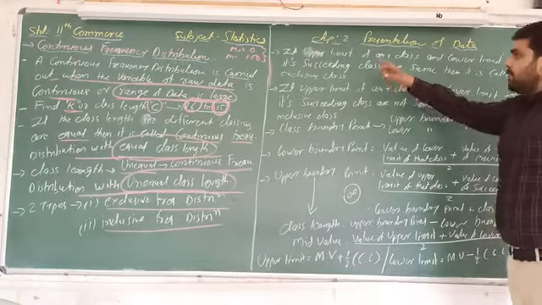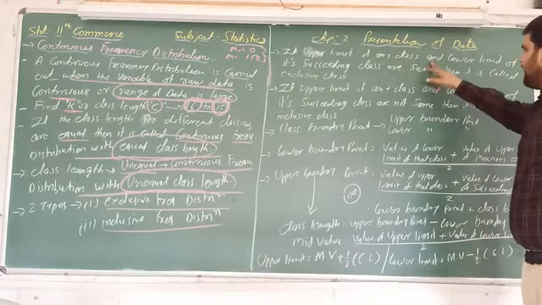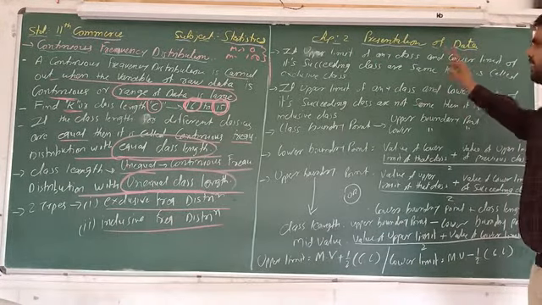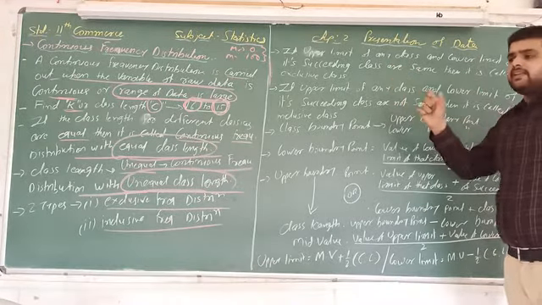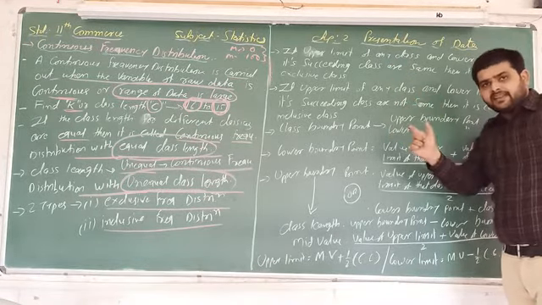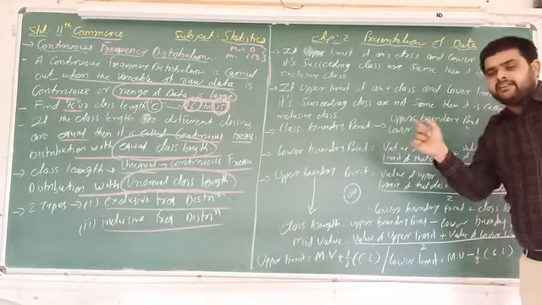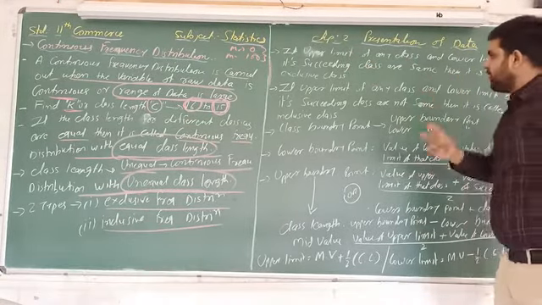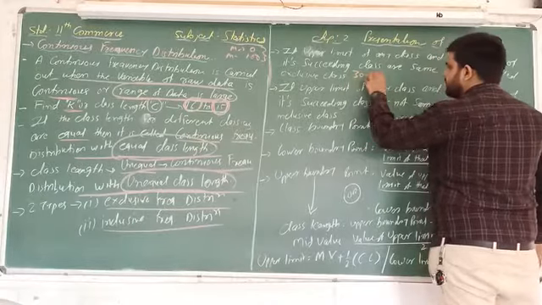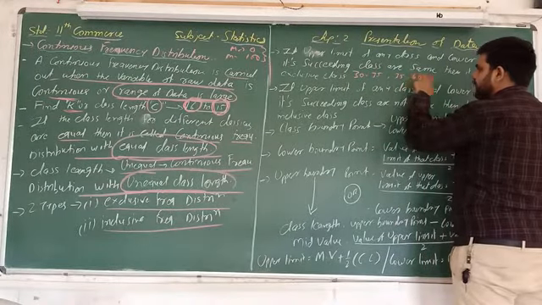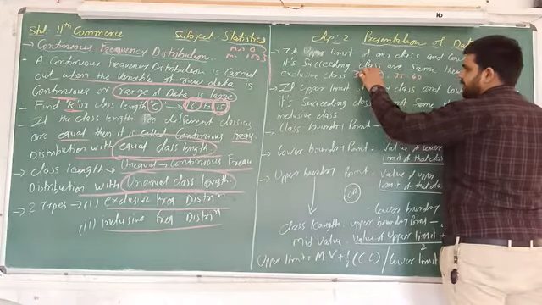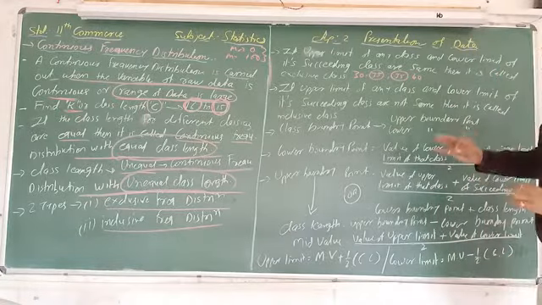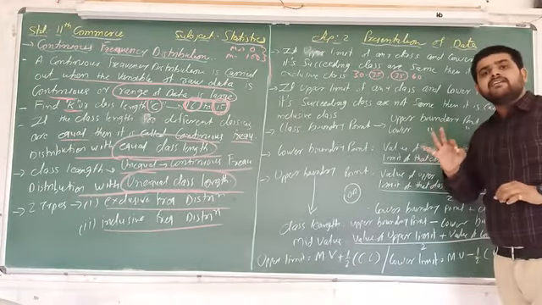Once again, if the upper limit of any class and the lower limit of its succeeding class are the same, then it is called exclusive classes. For example, 30-35, 35-40. For the second class, 35 and 40. Here the upper limit, and the lower limit of the succeeding class are the same, so that is called exclusive classes.